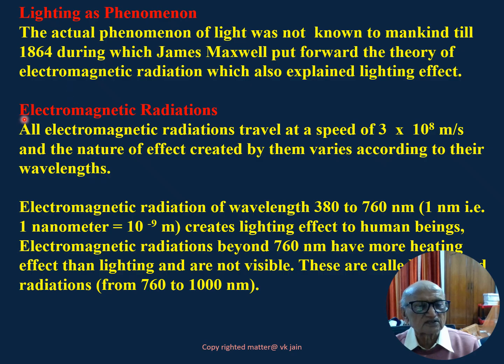Let me explain the physical property of electromagnetic radiations. All electromagnetic radiations travel at a speed of 3 into 10 power 8 meter per second, and nature of effect created by them varies according to their wavelengths.